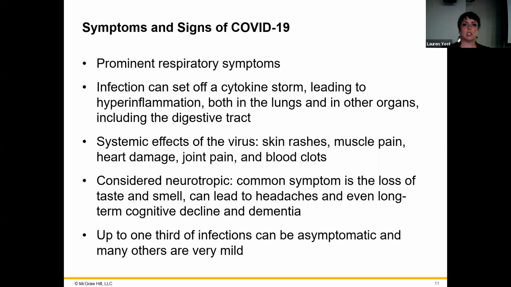First, the symptoms of COVID-19, most of us are aware of it. Very prominent respiratory symptoms associated here, cough and things like this. Infection can set off a cytokine storm. So this means really significant high levels of signaling for an inflammatory response, even though it's uncalled for the level of infection that's going on.